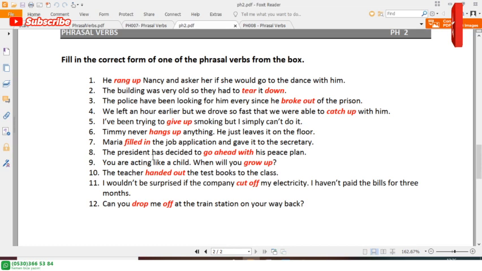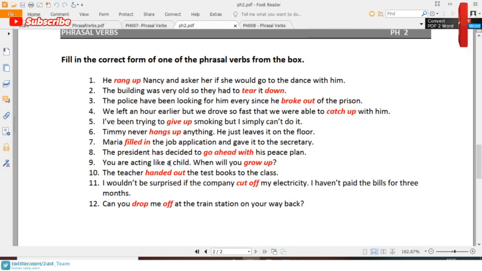Okay, the next one is about grow up. You are acting like a child. When will you grow up? And number 10, the teacher handed out the textbooks to the class. It means share or divide. You have the papers and you are giving them to the students.